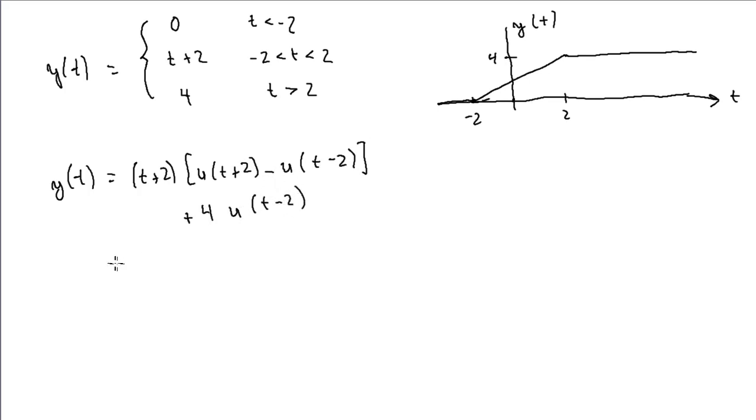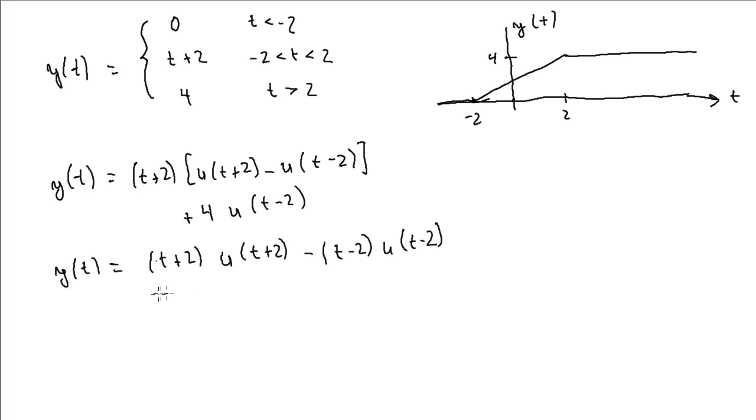I can combine these terms to write it a little more simply as t plus 2 times u of t plus 2, and I'll combine this term with the 2u of t minus 2 terms, and I get minus t minus 2 u of t minus 2 as, again, an alternate but equivalent form for the output. Okay.